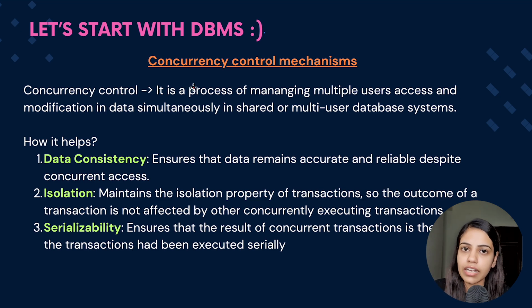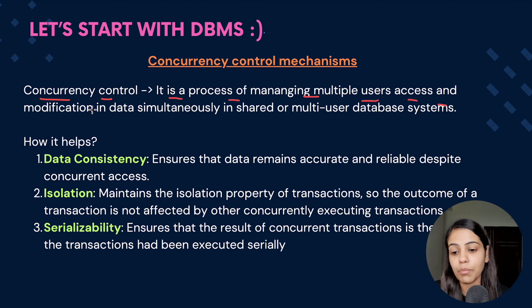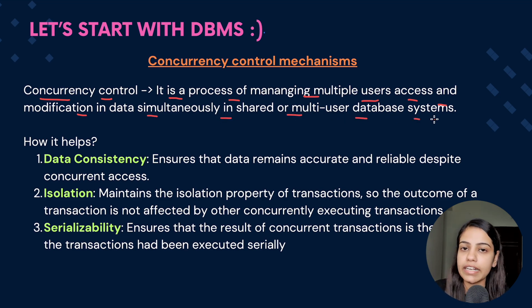So before starting with concurrency control mechanism, let's learn about concurrency control. So what is concurrency control? It is a process of managing multiple user access and modification in data simultaneously in shared or multi-user database system.